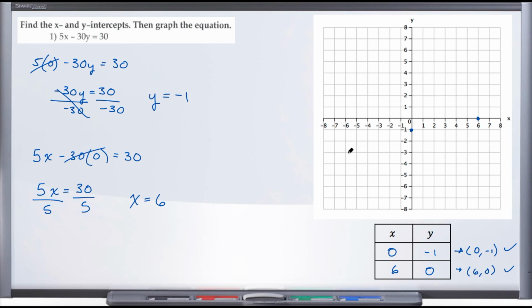I'm going to try to connect this with as straight a line as possible, and that's not very good, is it? So let's see. There we go, something like that.